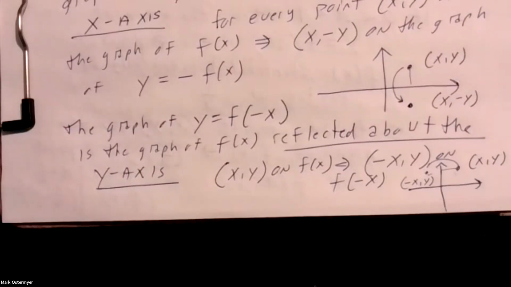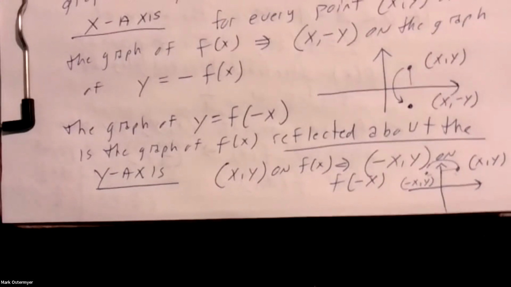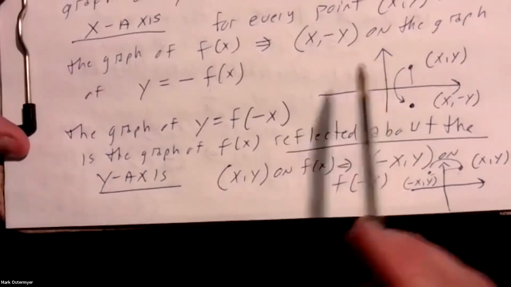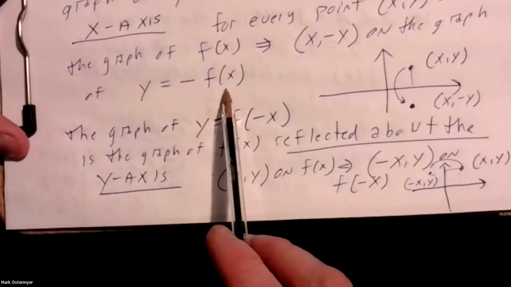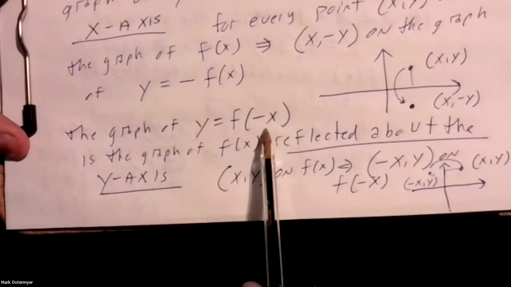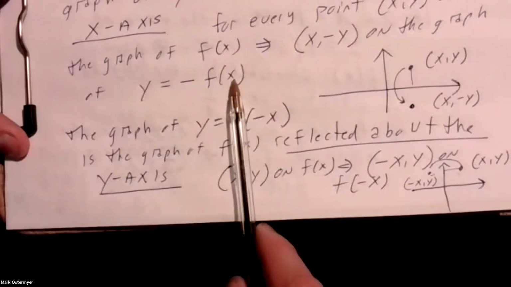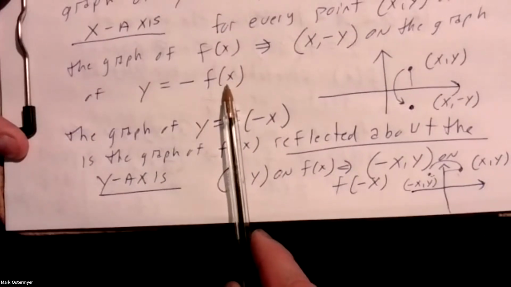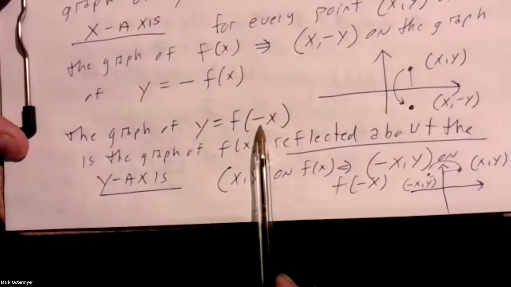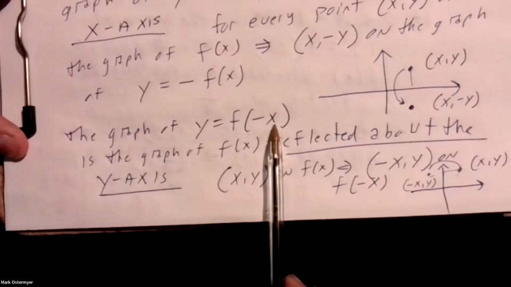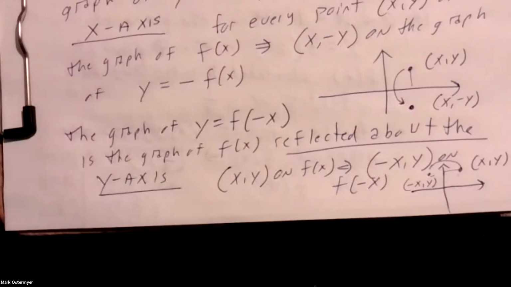So that's how we can induce reflections about an axis: by either multiplying a function by -1 or multiplying the input argument of a function by -1. When you have the negative sign outside the function, the reflection is about the x-axis. When you have the negative sign inside the function as part of the argument of the function, the reflection is about the y-axis.